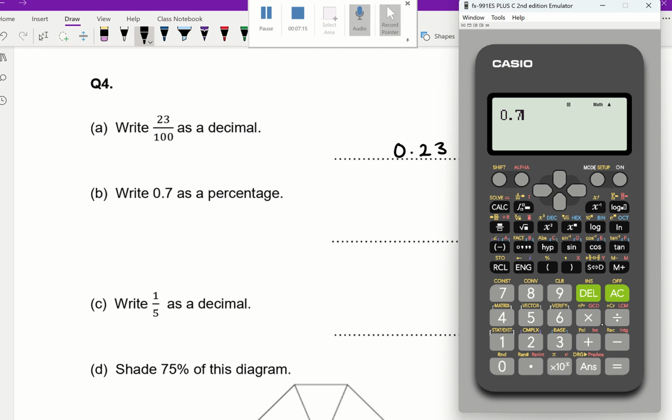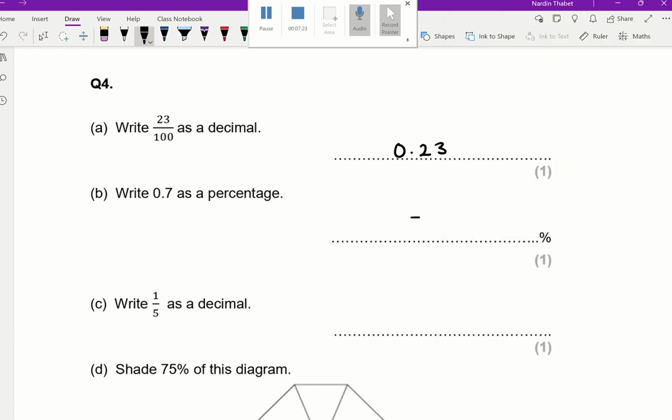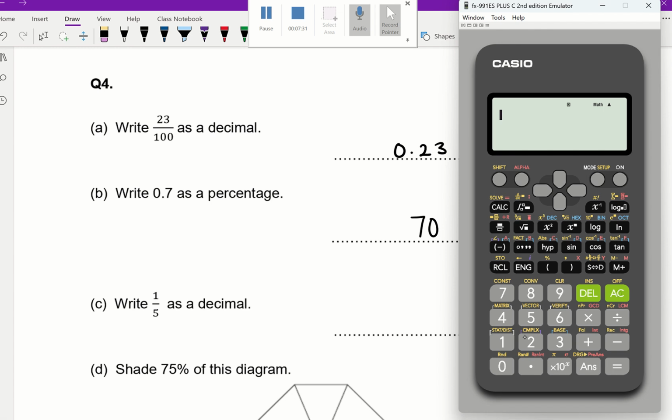Write 0.7 as a percentage. You would need to multiply by 100 to write a number as a percentage. 0.7 times 100 is 70%, and they've put the percent sign for you. 1/5 as a decimal, again, 1 divided by 5, 1/5, 0.2.